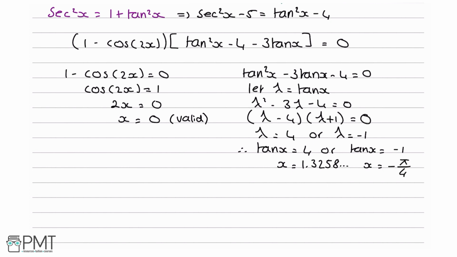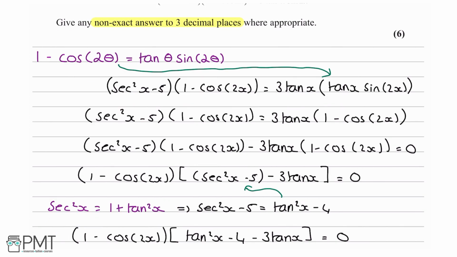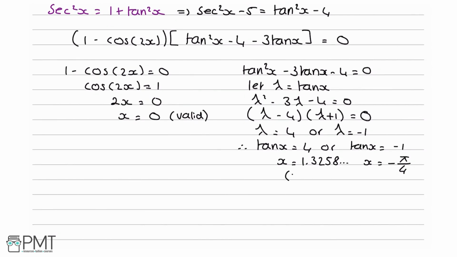Again, like we did with x equals 0, we need to check that our x values are valid. So 1.3258, is it between minus pi over 2 and pi over 2? Well, if you check what pi over 2 is, you will see that it is. So this one is also valid. And minus pi over 4 is again in between there, so this is also valid.